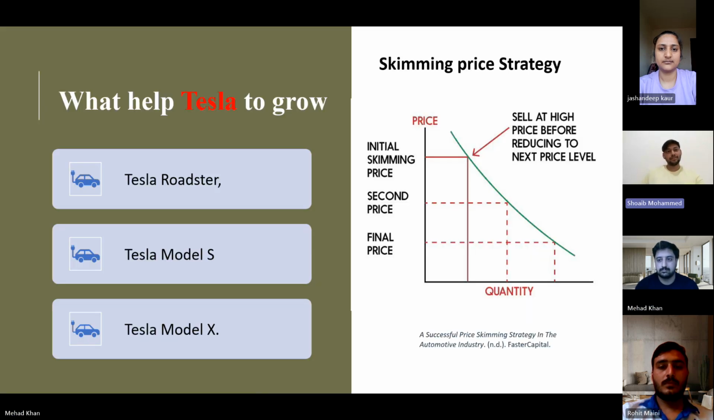So my part is about how Tesla grew in the international market. What were the strategies? The first strategy was the skimming strategy, the price strategy. Tesla entered the market with one of the most expensive cars at that time, the Tesla Roadster. After selling this car at a high price, with the money they created the Tesla S, and with the success of Tesla S the money was used for the Tesla X. So this was the strategy Tesla used initially while entering the market. They sell at a high price and then reduce the price in the next levels.